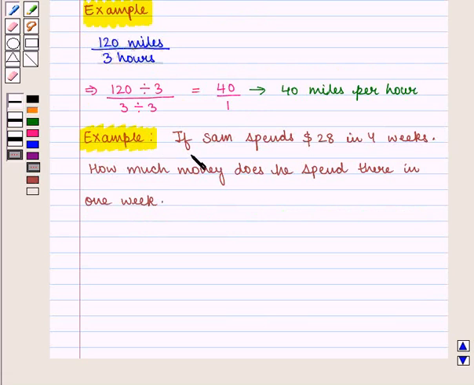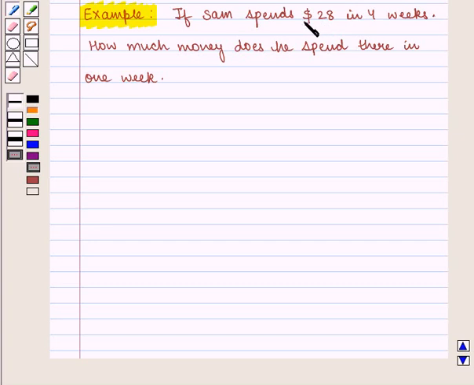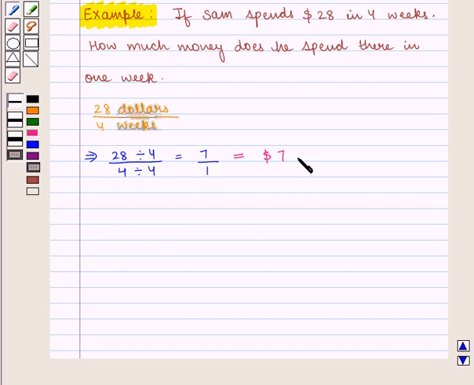Let's take another example. If Sam spends $28 in 4 weeks, how much money does he spend in 1 week? So here we have to find the unit rate of $28 in 4 weeks. That is $28 by 4 weeks, and here we have 4 in the denominator, and to find the unit rate we need 1 in the denominator, so we divide both numerator and denominator by 4 and we get 28 divided by 4 upon 4 divided by 4, which is equal to 7 by 1. That is $7 per week.